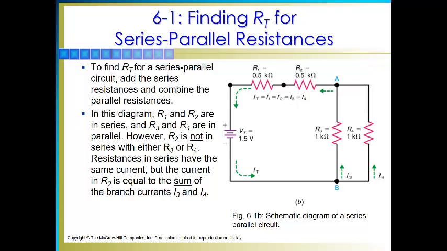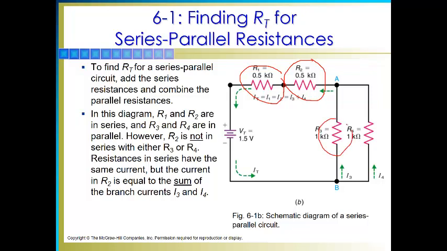In this example, to find the total resistance for a series parallel circuit, we're going to add all the resistances that are in series, and then we're going to combine all the resistances that are in parallel. If we take a look at this, R1 and R2 are connected in series. So to calculate the total resistance for these two, all we have to do is add R1 plus R2, because they're connected in series.